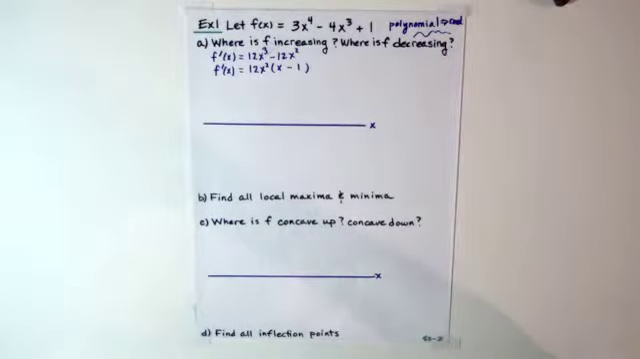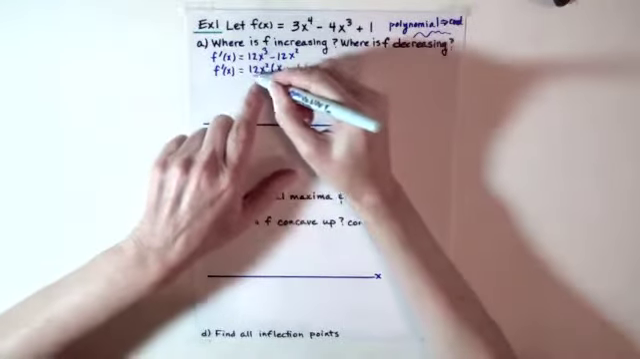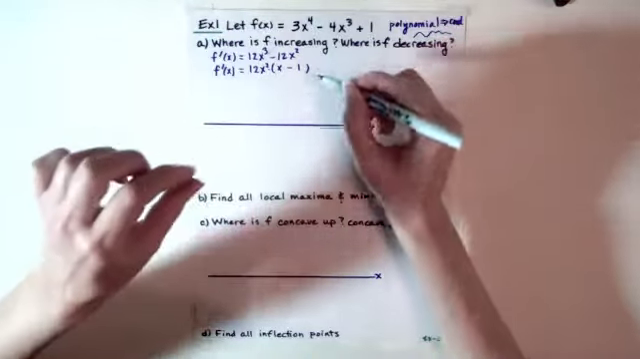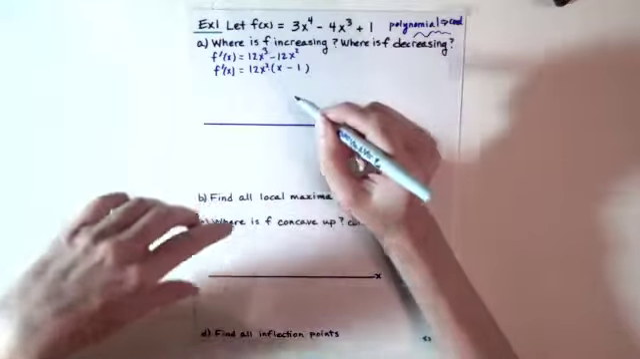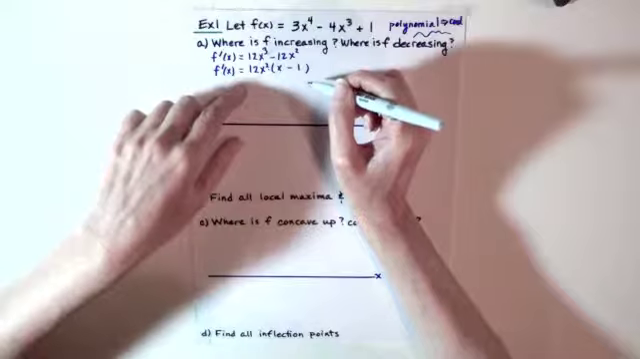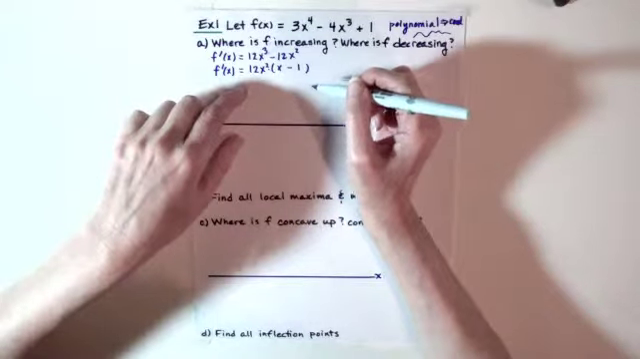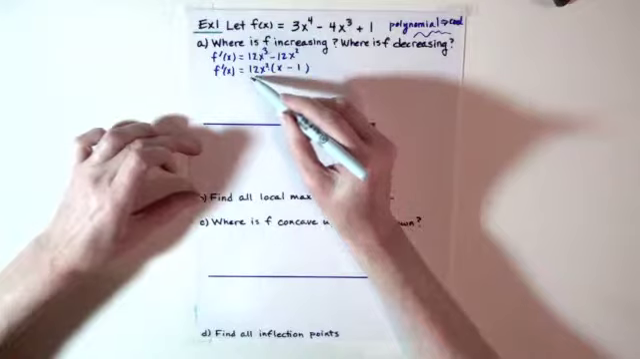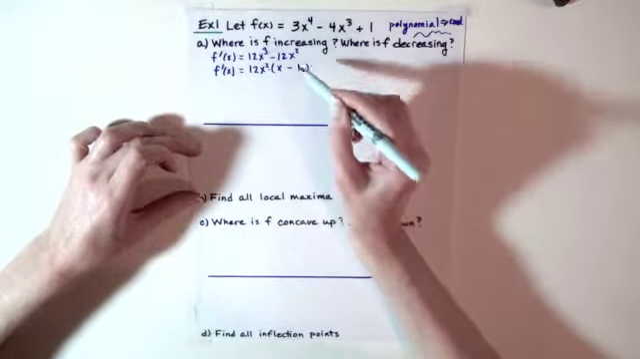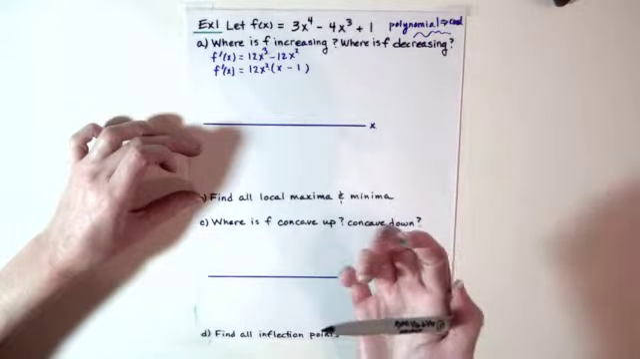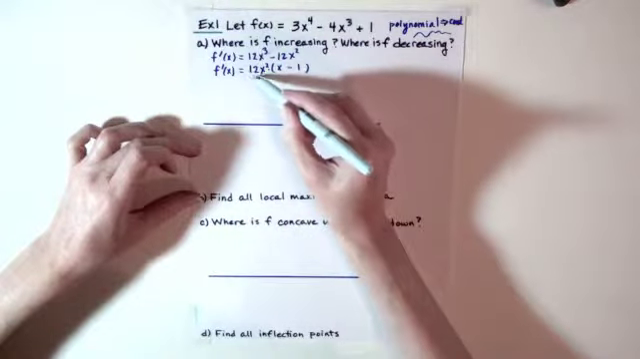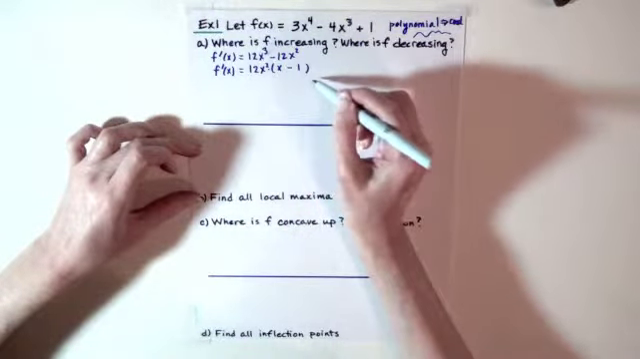If we look at this expression, it has 2 factors, 12x squared and x minus 1. Remember that when we multiply 2 things together, they're either positive or negative depending on the signs of the factors. So to decide where this is positive and negative, we're going to look at the values of x that make each factor 0. Those are the only places where the product could be switching sign from positive to negative or negative to positive. So we look at places where either this factor is 0 or this factor is 0.